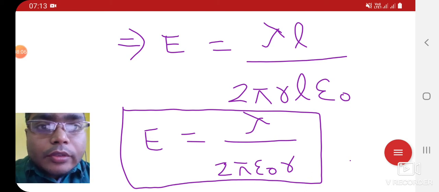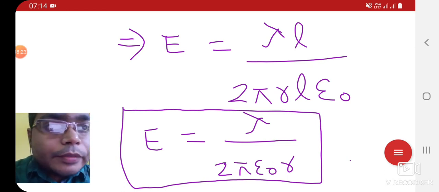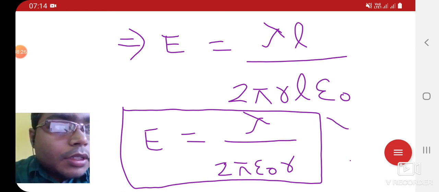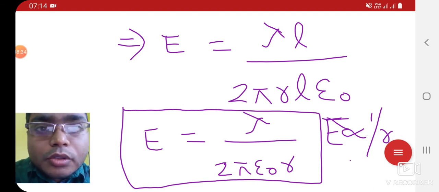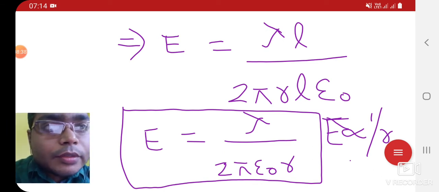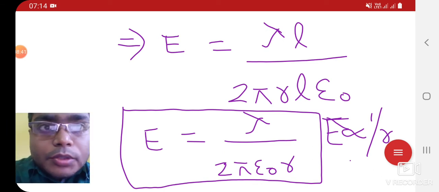So you have to calculate the electric field due to the charged wire. Since the charged wire is one dimensional, we have considered lambda. So what is lambda? Lambda is charge per unit length. So the final result is that the electric field due to the charged wire is given by lambda by 2 pi epsilon naught r. Here you can see that the electric field is inversely proportional to the radius. So what is r? R is the radius of the cylindrical surface, and as r increases, the electric field will decrease. Okay, so I think you have understood this derivation.